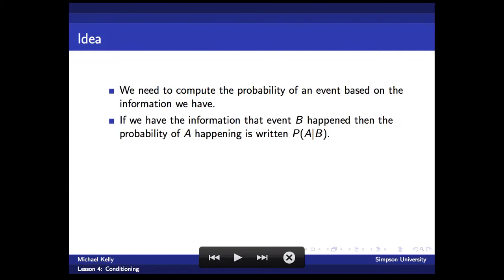And the mathematical notation for this is going to be P of A vertical bar B. To the left of the bar is the event that we're computing the probability of, and to the right of the vertical bar are the events that we know occurred. So the way that you read that is the probability of A given B.